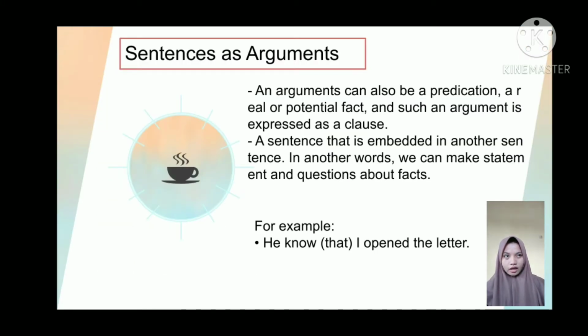Sentence as argument. An argument can also be a predication, a real or potential fact, and such an argument is expressed as a clause, a sentence that is embedded in another sentence. In other words, we can make statements and questions about facts. For example, he knows that I opened the letter.